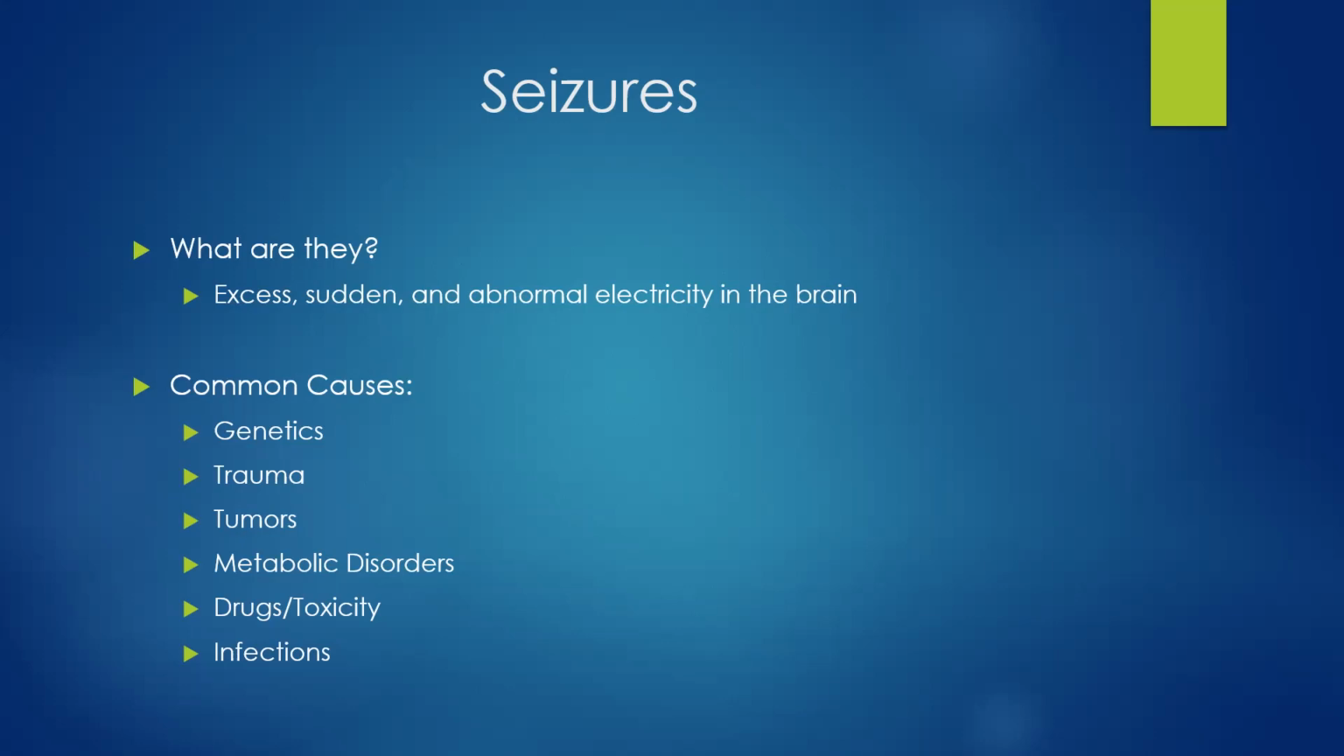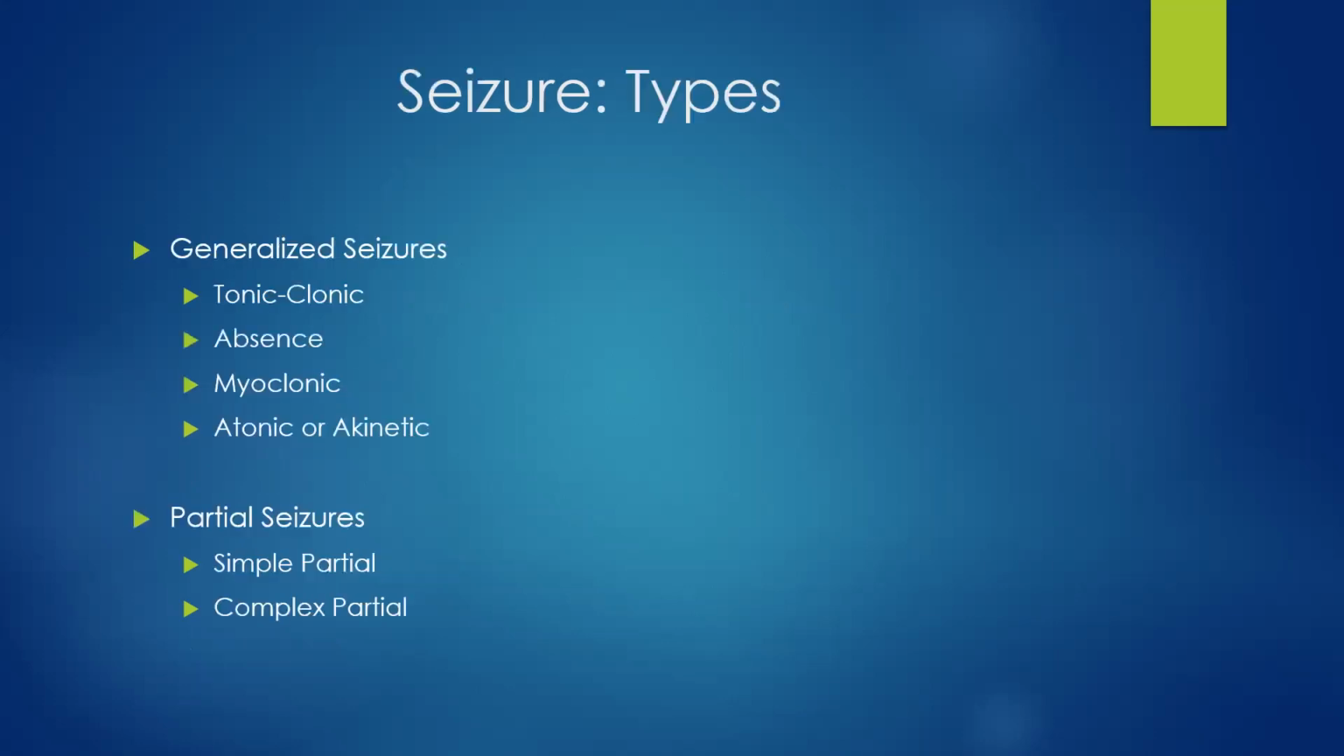I did take care one time of a baby who was born with herpes in the brain. And so they were also having seizures. Once they got the herpetic outbreak in the brain under control, the seizures actually stopped. And of course, meningitis would also be another reason why a patient might have a seizure.